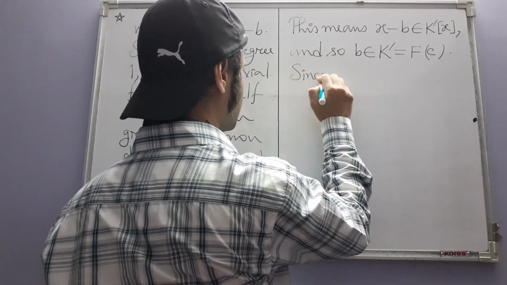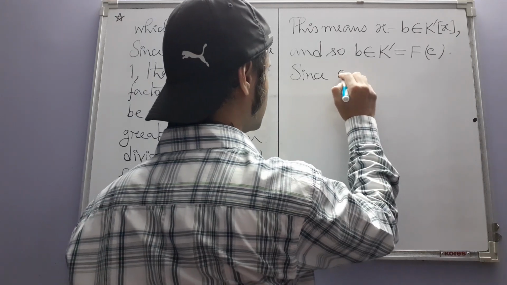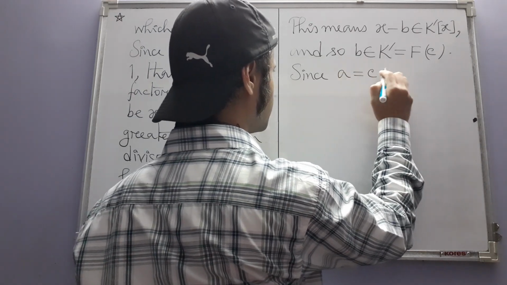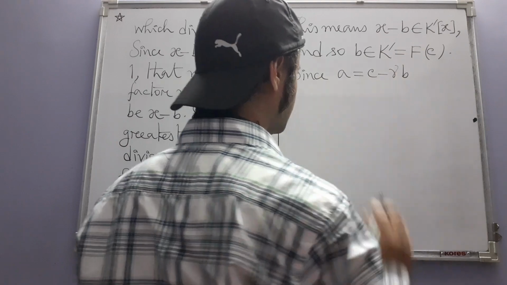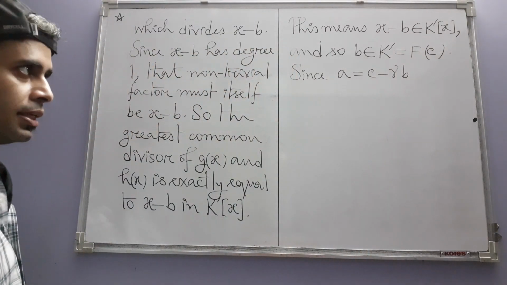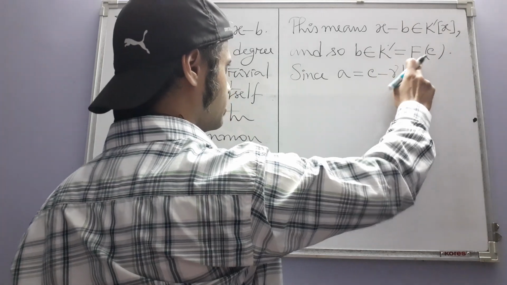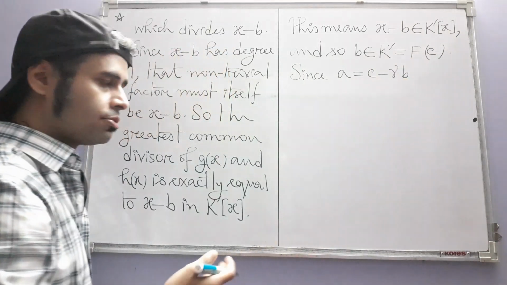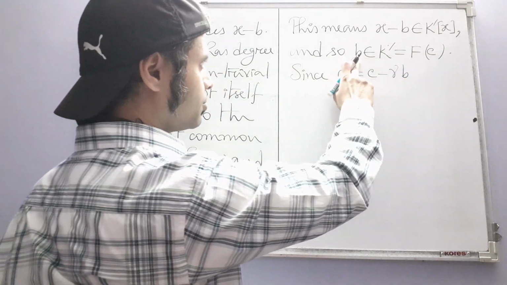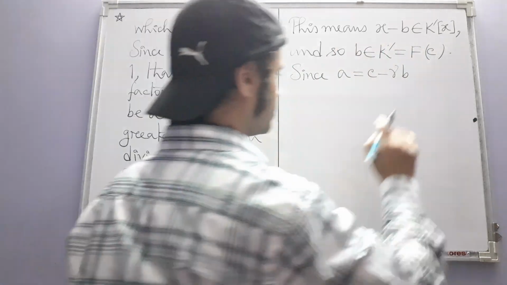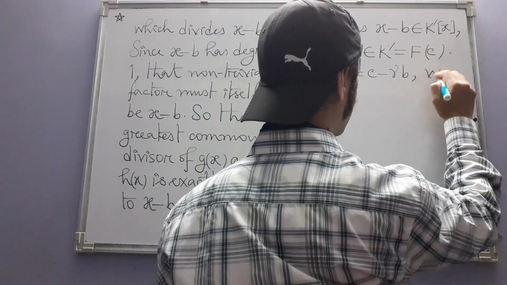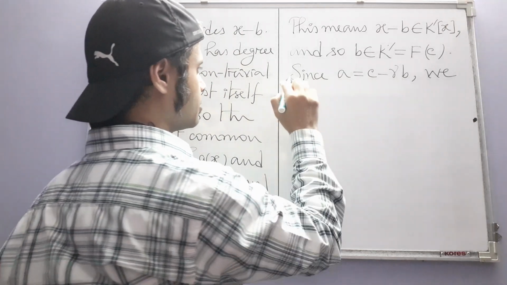And now what about a? Since a is equal to c minus gamma b, and c of course belongs to this field, this extension. Gamma also has been chosen from F, and we have now proved that b belongs to this. So a also has to belong to this.